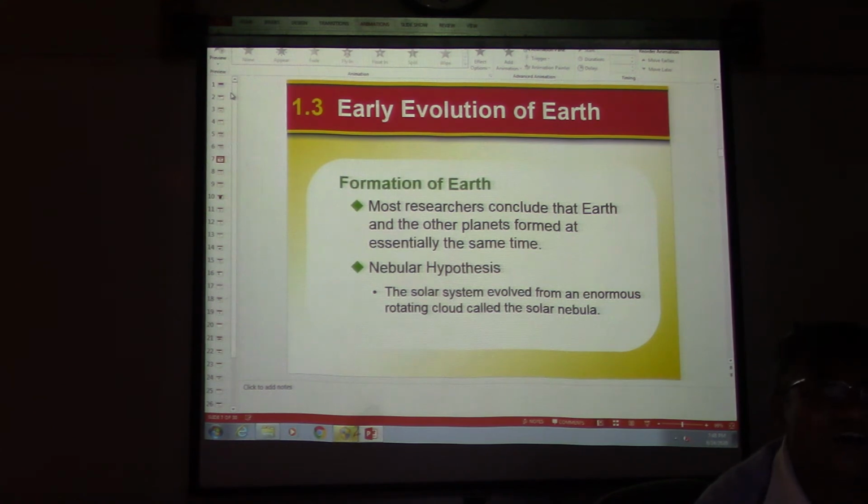Then the hurricanes, tornadoes, these are short span. But there are certain processes which happen on the earth's crust which take their own time. One of the best examples is mountain building, weathering and erosion.